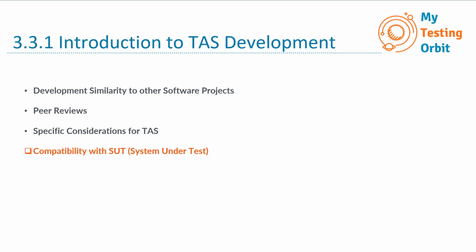The first one is compatibility with the SUT, the system under test. This means that the test automation solution must be compatible with the system it is intended to test. It should be able to interact with the SUT effectively and in a way that accurately tests its functionality. If we take an example, let's imagine you are automating the testing of a web application. In this case, the test automation solution must interact with the web application's user interface and verify the application's responses. The interaction can be, for example, clicking buttons, filling out forms, etc.